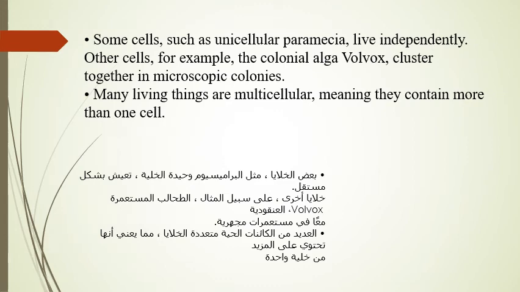Some cells, such as the unicellular paramecium, live independently as an independent organism. Other cells form colonies, like the colonial algae Volvox. Sometimes cells cluster together in microscopic colonies. Many living things are multicellular, meaning they contain more than one cell.